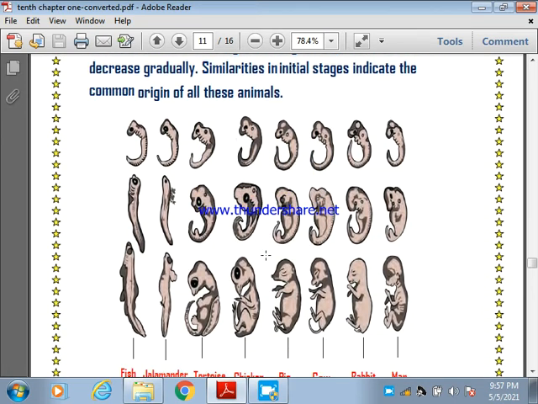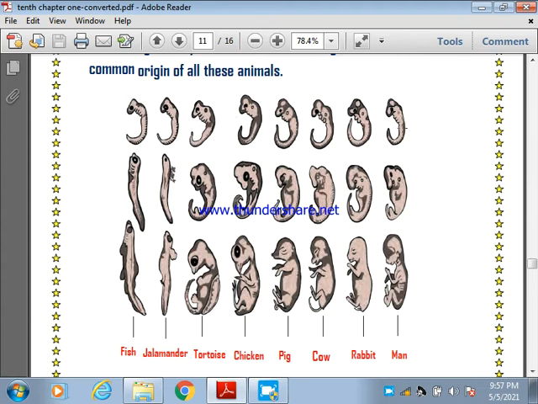Say, in the first stage, fish, salamander, tortoise, chicken, pig, cow, rabbit, and man are all similar. Then these organisms change somewhat in the second stage, in the third stage, and also some changes in the last stage, that is, the offspring of fish, salamander, tortoise, chicken, pigs or rabbits. So we can say, as per the first stage, the ancestor of all these living organisms may be the same.